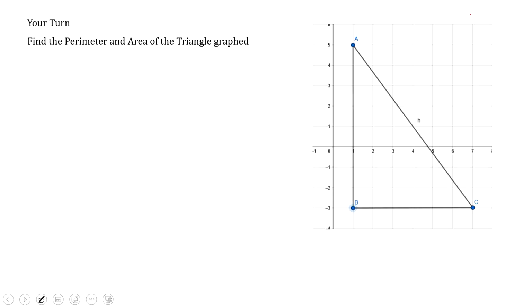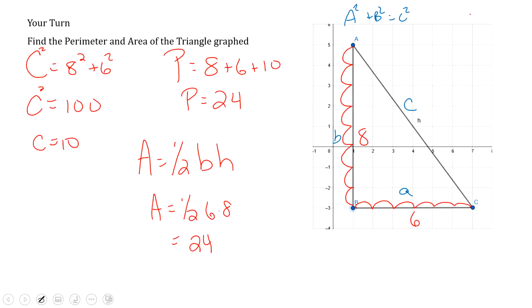All right, so here's the answer. I just counted down from A to B for my height. I counted across from B to C for my base. I used that for my area, my base times my height. I found my area was 24. I used the Pythagorean theorem to find the long side, so it's 8 squared plus 6 squared equals 100. So C equaled 10. So then my perimeter became 24 as well.